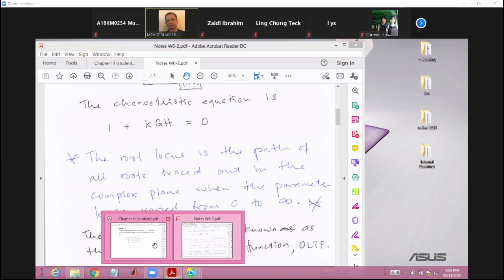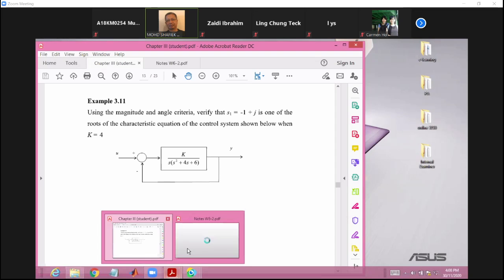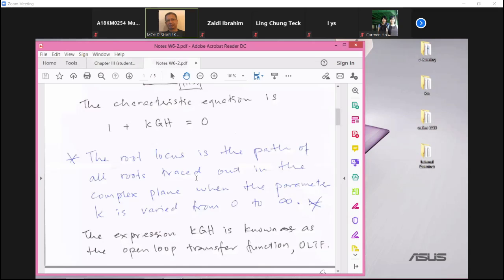See the question here. This is for K equal to 4. We want to verify that a point on the complex plane, a point S1 with -1 plus j, is one of the roots when K is equal to 4. In fact, this is just one of the points on the root locus. K will be varied from 0 to infinity. K equal to 4 is just one of the points. But all points on the root locus must satisfy the angle and magnitude criteria.